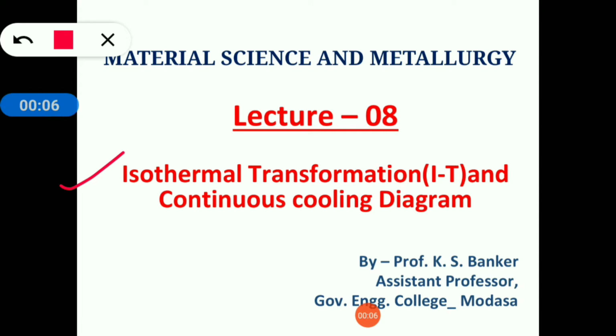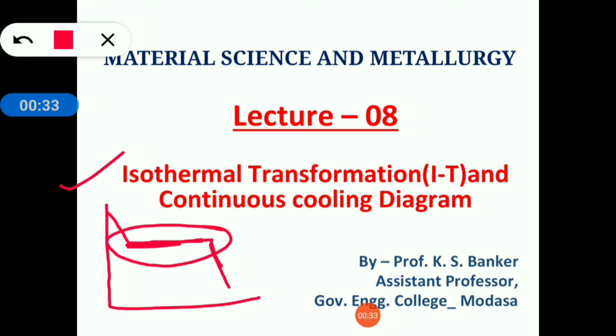Today I'm going to start the isothermal transformation, that is the IT diagram, and the continuous cooling diagram. So what is an isothermal diagram? In an isothermal diagram, your substance will cool down to a certain temperature, then the transformation will occur at that constant temperature, and then it will cool down again. So during this constant temperature your whole transformation will occur. Your liquid will convert into solid at this point and then it will cool down. So this is the isothermal transformation, where it is cooled down at constant temperature.